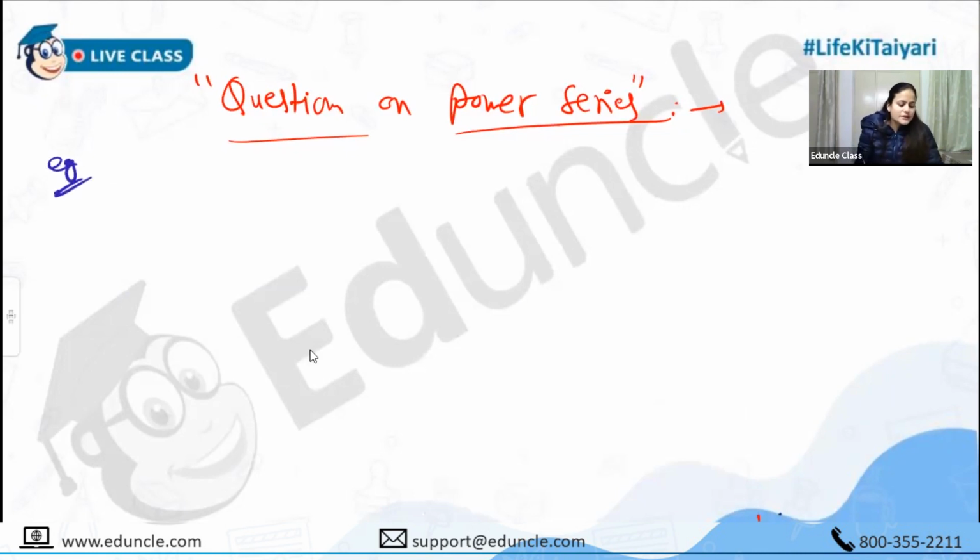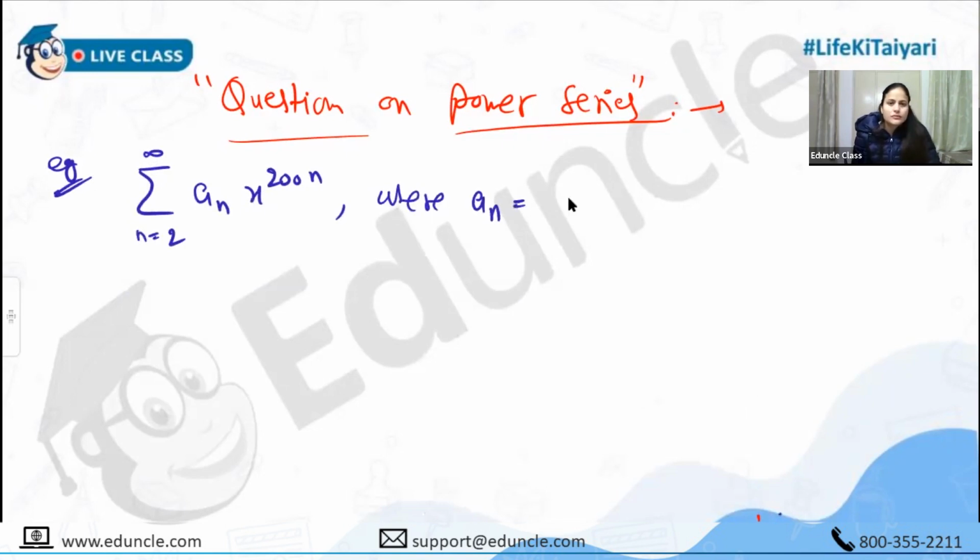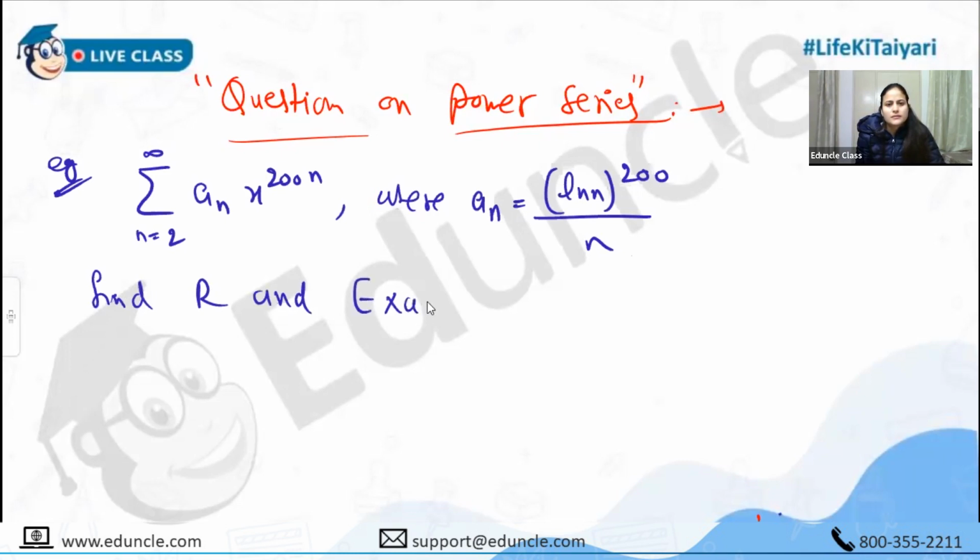Okay. So I am considering a series. I'll try to write the question in a brief manner. Summation of a_n x raised to 200 n, where a_n is equal to (ln n) to the power 200 upon n. Okay. Find R and exact region of convergence and all.